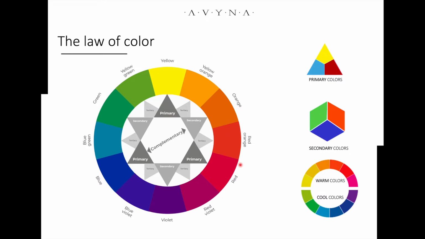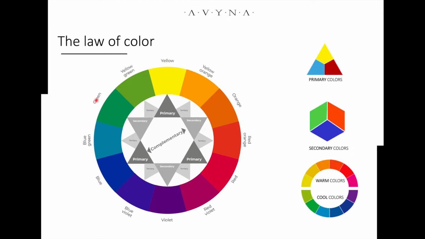Now, let's take a look at secondary colors. These colors are achieved when mixing two primary colors together. For example, if you mix yellow and red, you get orange. If you mix red and blue, you get violet. And if you mix blue and yellow, you get green.